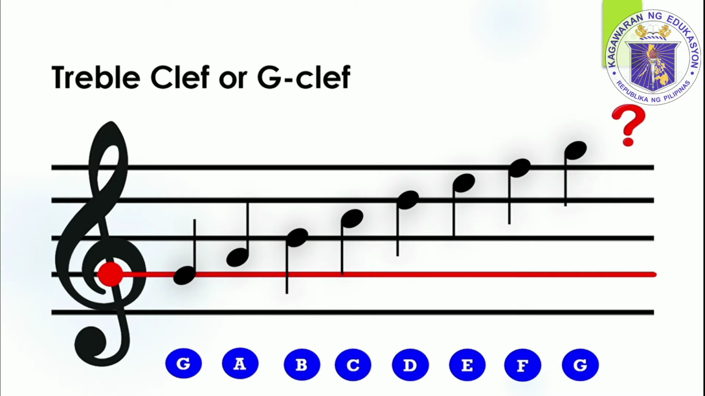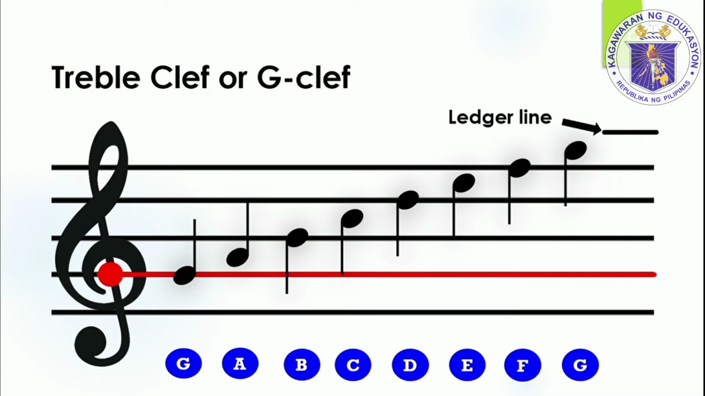Oh no! We just ran out of room to place notes. What happens now? A ledger line will solve our problem. A ledger line is a small line that extends the staff when we run out of room to place notes. With the ledger line drawn, we can now place the A note.